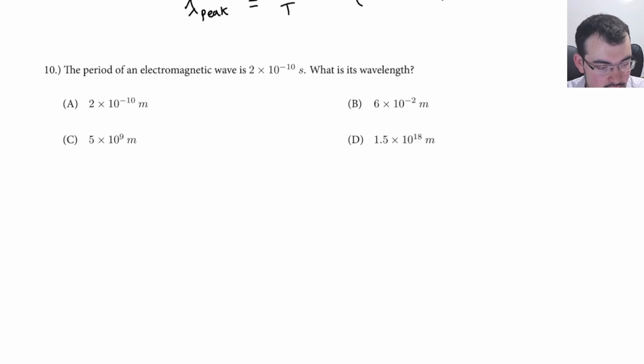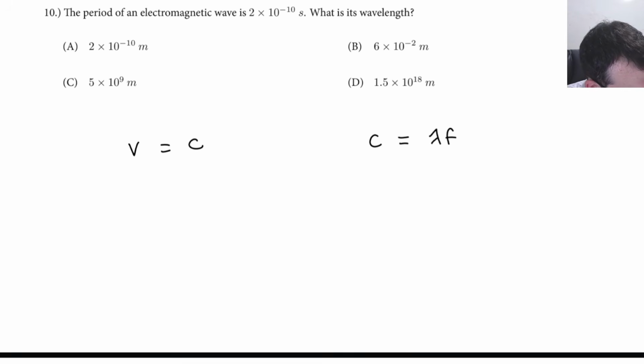All right. The period of an EM wave is 2 times 10 to the minus 10 seconds. What is its wavelength? Well, it's an EM wave. What do we know about EM waves? Well, we know that the speed of an EM wave in a vacuum, which is implied here, is c, the speed of light. And we also know that for a traveling wave, v equals lambda f. So c equals lambda f.